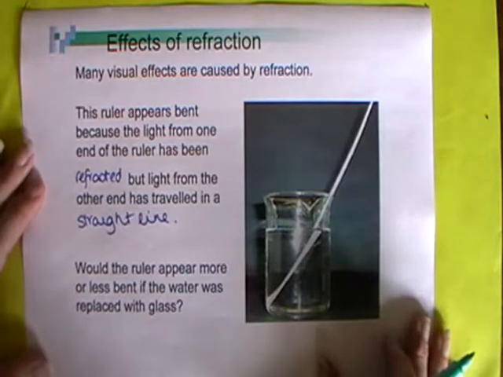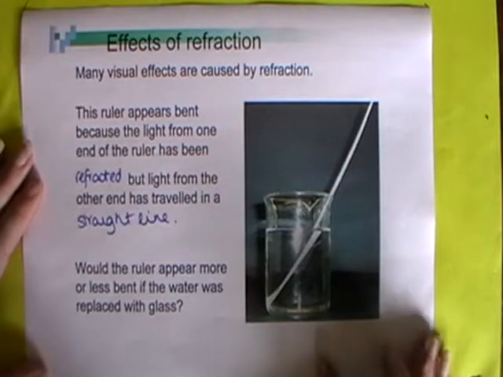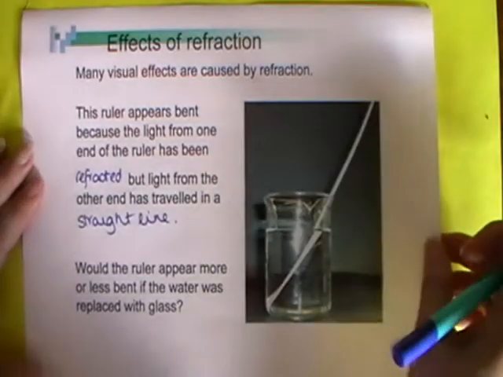Would the ruler appear any more or less bent if the water was replaced with glass? Well, glass is optically more dense than water, therefore the ruler would appear more bent.